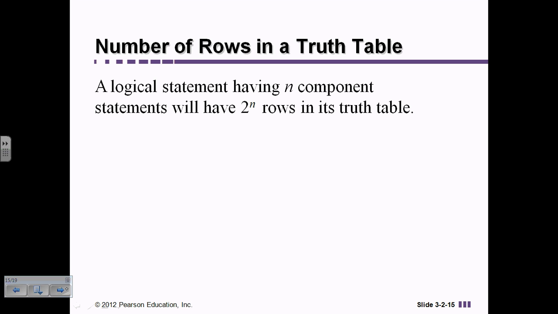So what we're trying to figure out here is how many rows will our truth table have in it. So in all of our cases, we had two components, or in most of them, we had a P component and a Q component. So since there were two components, N equals 2. So to figure out how many rows of data we're going to have, it's 2 to the nth power, which is in this case 4.